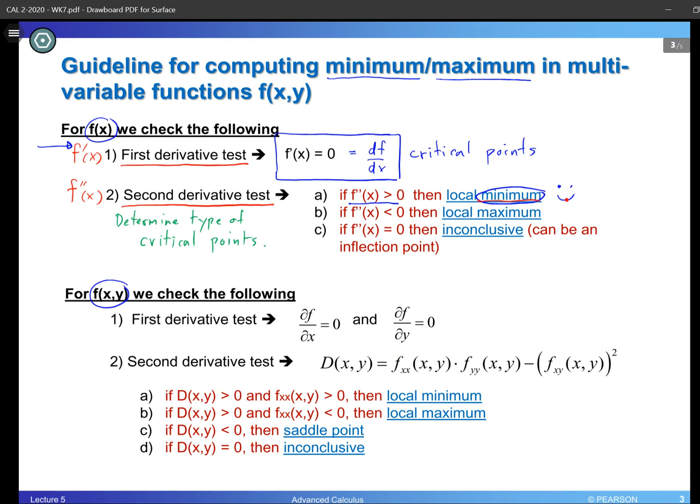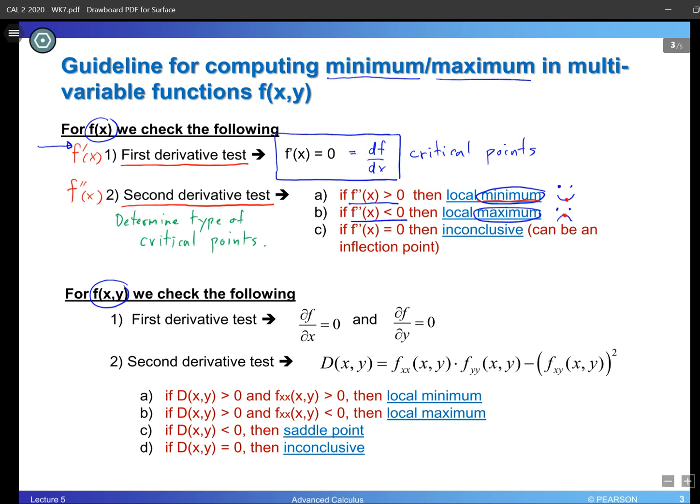Next condition, second derivative less than 0, so it's going to be negative this time. Negative is bad, so you have a frowny face. You have this mountain right here, with the local maximum at the top, so that's why you get a local maximum for the second derivative being negative.